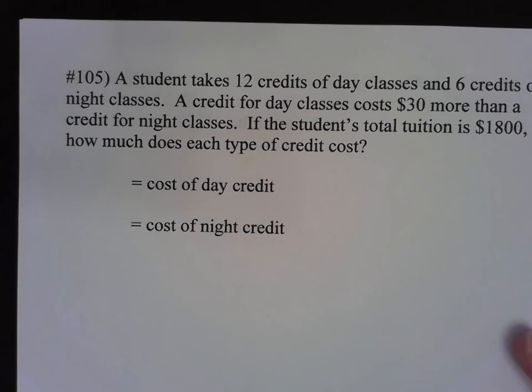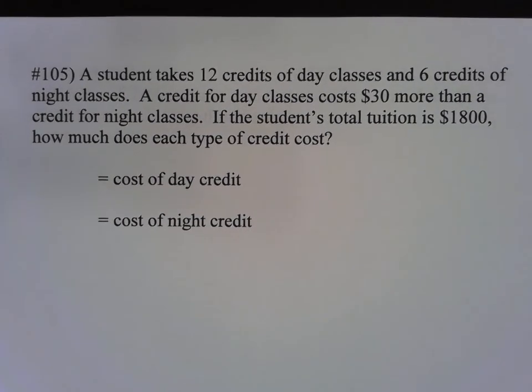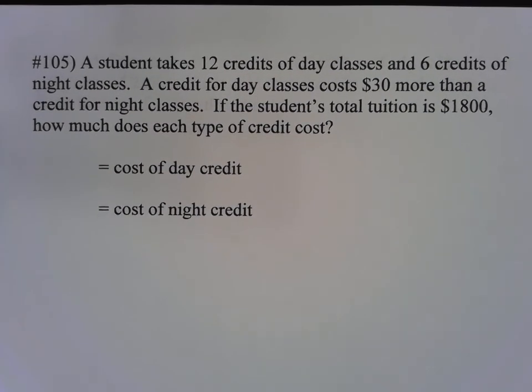Here's kind of a new one. It's always good to see if you can take what you know and apply it to a new type of situation. This one says a student takes 12 credits of day classes and 6 credits of night classes. A credit for day classes costs $30 more than a credit for night classes. If the student's total tuition is $1,800, how much does each type of credit cost? I have a hunch that this might be a really old problem, but we're going to go with it.